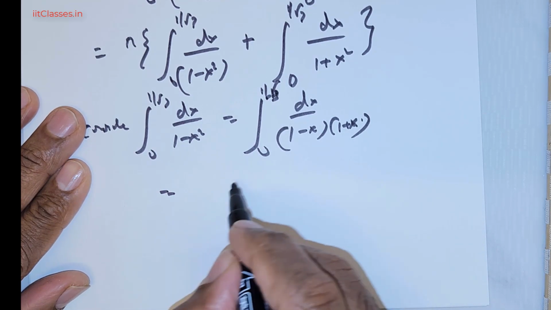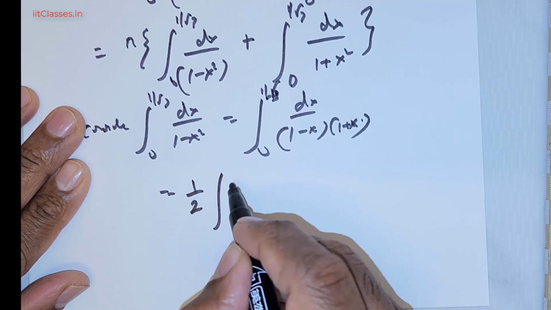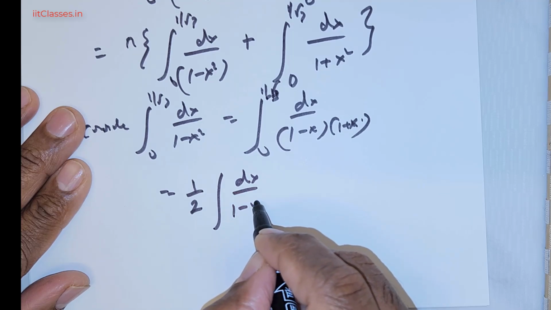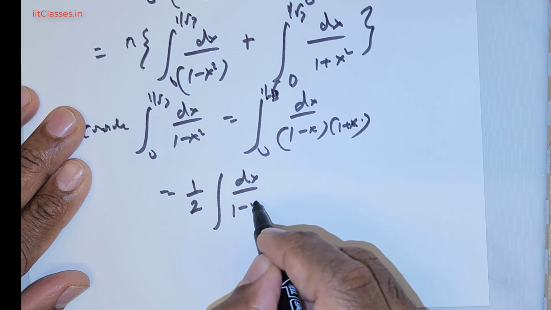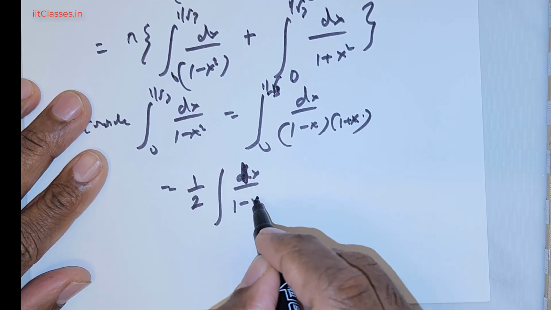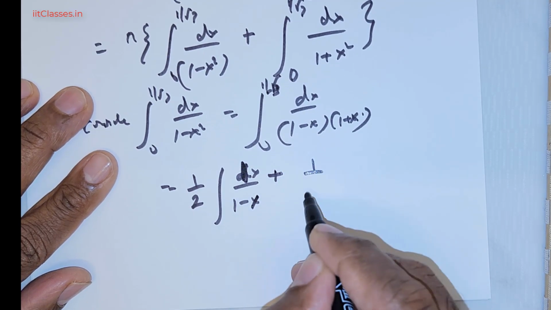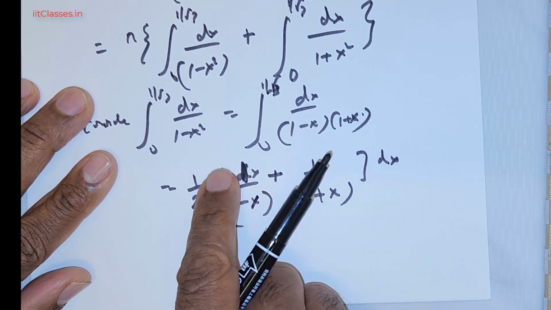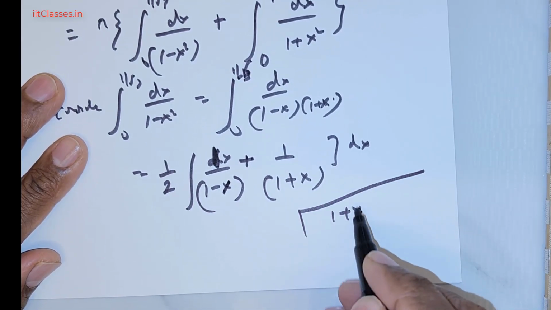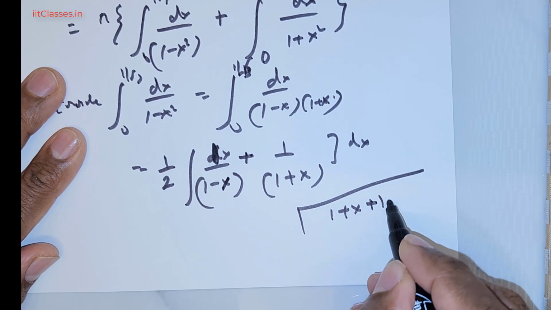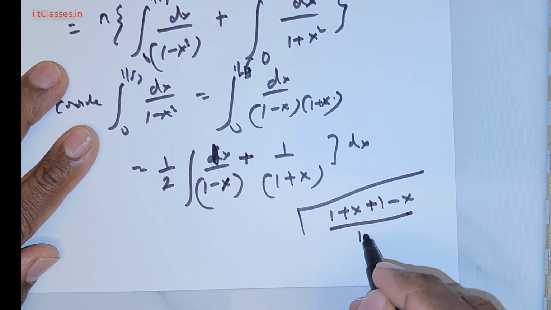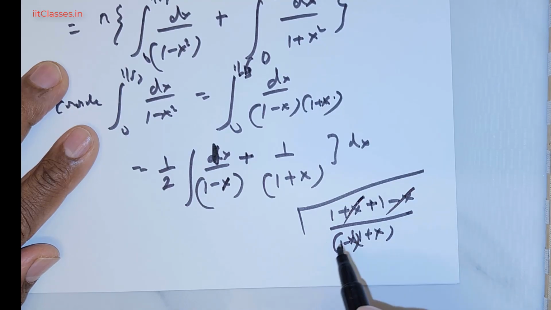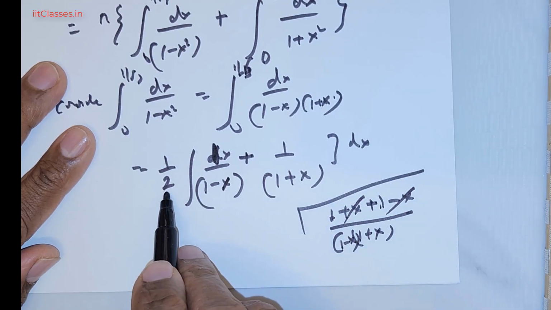So if I were to split it using partial fractions, this is going to be equal to 1 over 2 integral dx over 1 minus x, right? So what I'm going to do is let me write it first like this: 1 over (1 minus x) plus 1 over (1 plus x), okay, times dx. So (1 plus x) goes here, and (1 minus x) goes here, divided by (1 plus x) times (1 minus x). So clearly minus x plus x goes away, 2 is there, that 2 is neutralized here, okay?